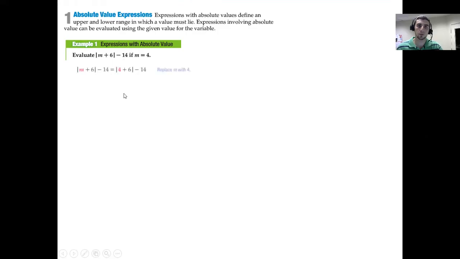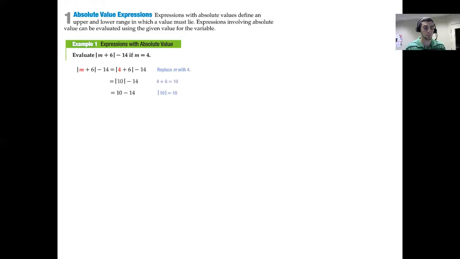All right, so like we normally do, you substitute 4 in for m and simplify. Now, absolute values are a grouping symbol, so you want to do what's inside the absolute value first. So absolute value of 4 plus 6 is 10. And then you take the absolute value of 10. Now, absolute value, technically what it means is it's the distance a number is from 0 on the number line.